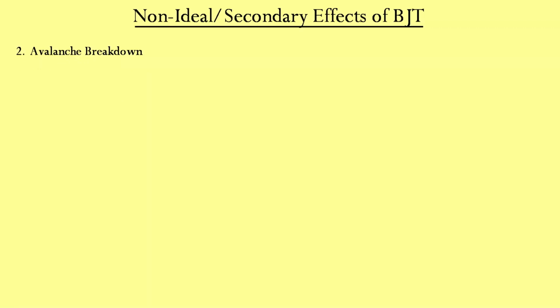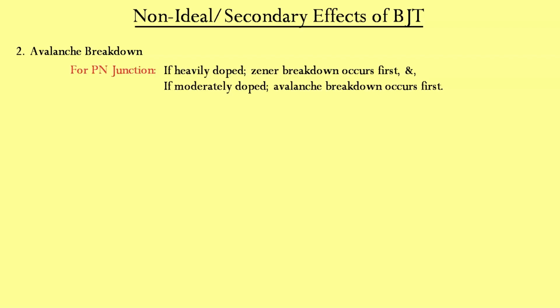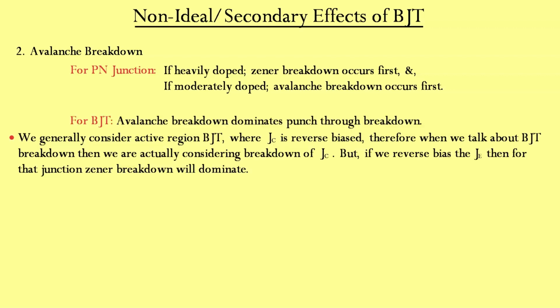You already have a little idea about avalanche breakdown as you have studied it in PN junction also. In PN junction, dominance of breakdown mechanism depends on doping concentration. For heavily doped PN junction, Zener breakdown dominates, whereas for lightly doped PN junction, avalanche breakdown occurs prior to Zener breakdown. In BJT, however, avalanche breakdown dominates punch-through breakdown, and there is no significance of Zener breakdown, at least at normal operating conditions of BJT.